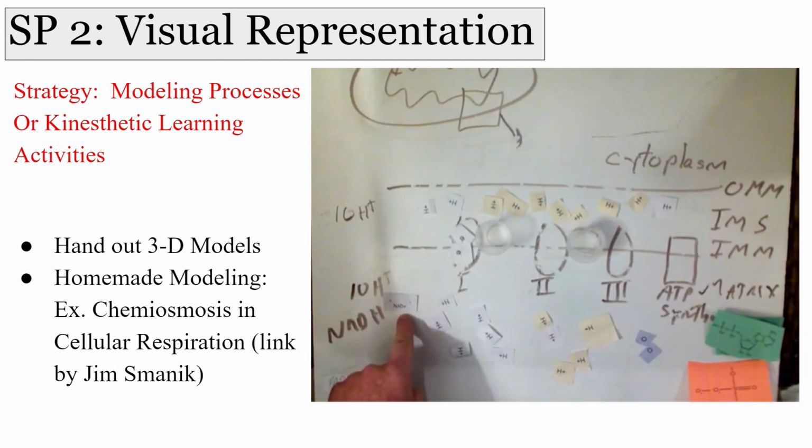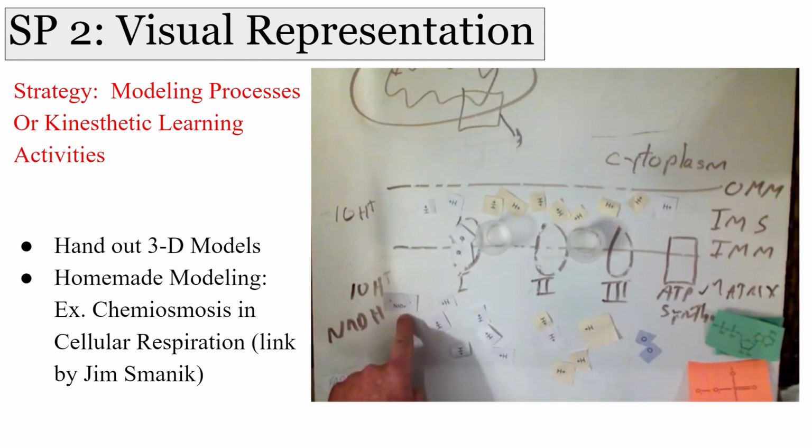Something that's in front of them. You can make it yourself. You can have the students make it. Jim made this one. These are little cups, like little medicine cups, and he's highlighting here chemiosmosis in cellular respiration, and he just cut out all of these little pieces, like NADH, FADH, etc., and little hydrogen ions, and he's moving them across the membrane, and he's shuttling electrons using these little medicine cups. Anyway, I think that's kind of cool.